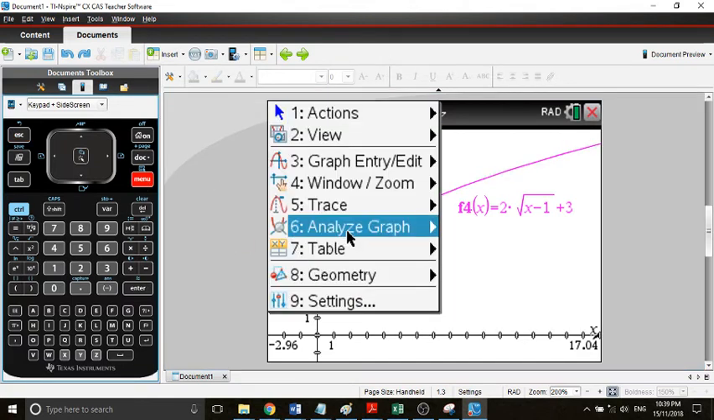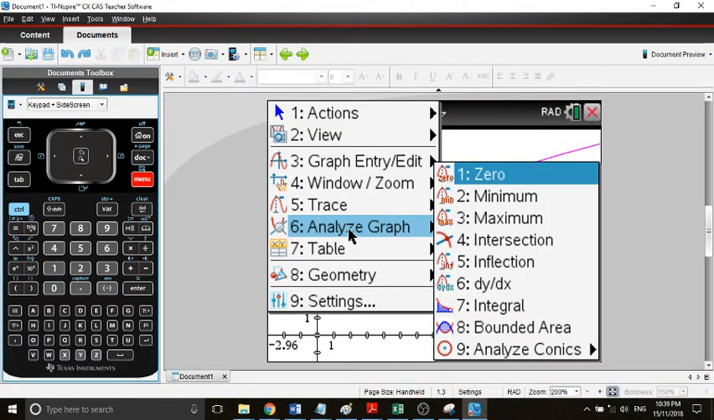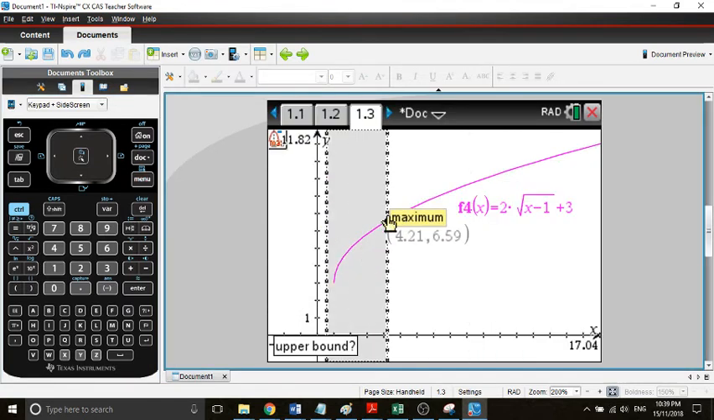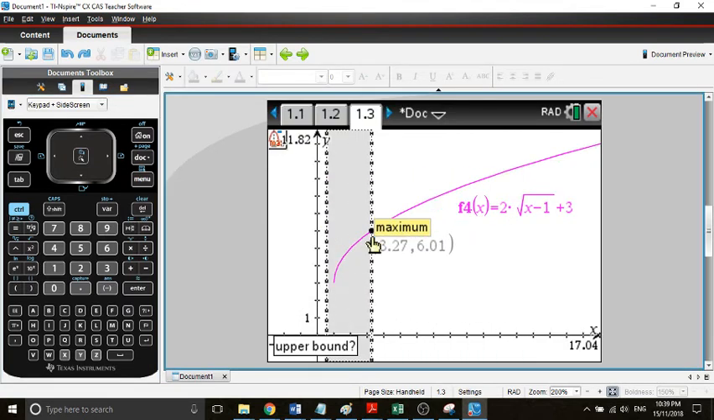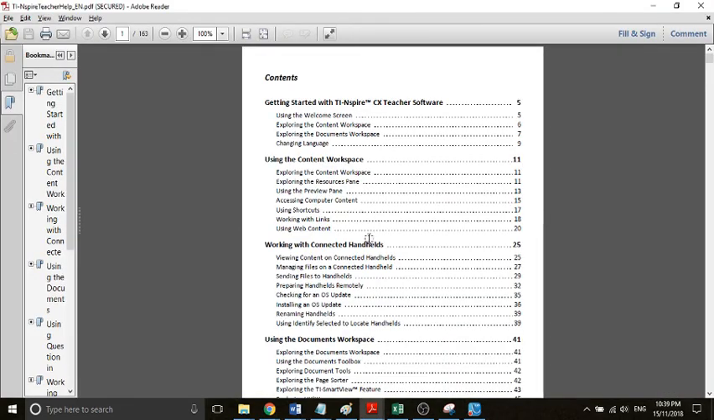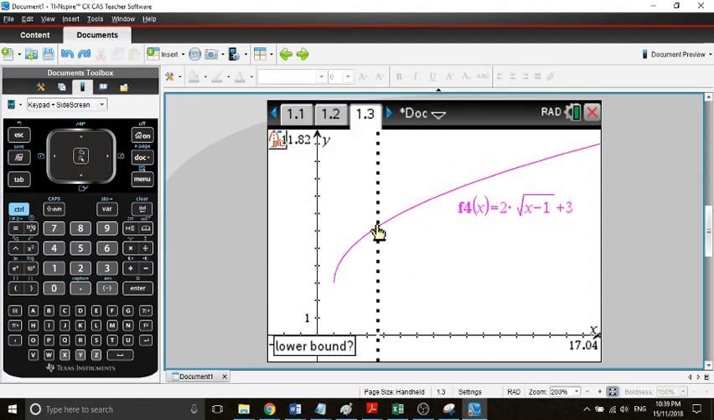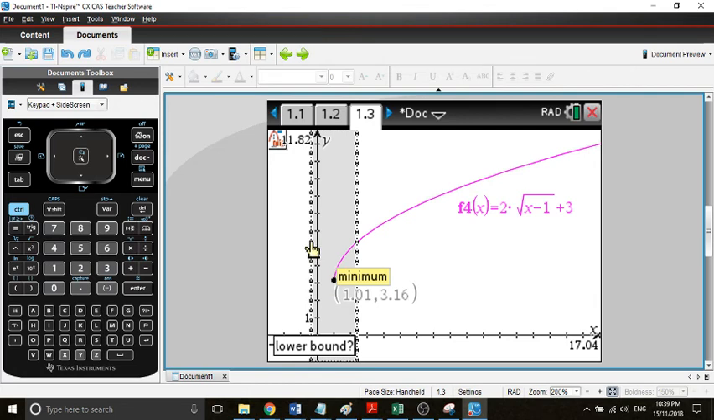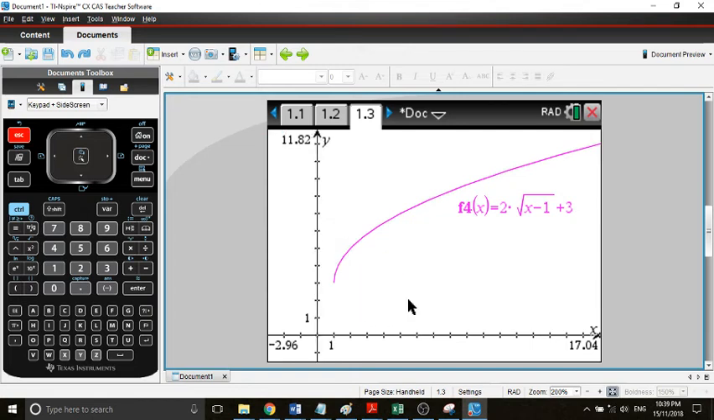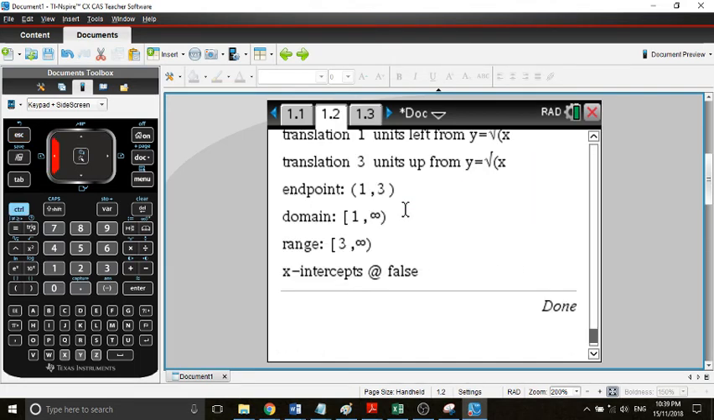Anyhow, we've got an endpoint. Let's see if we can find an endpoint. Let's try maximum. No, still giving me the same grief. Whoops. I hate when that happens. Menu, analyze, minimum. Let's try this. Lower, upper. There we go. It's at 1 and 3. It's as though it's throwing a problem because I haven't defined the domain. Okay, so it's at 1 and 3. You're just going to have to trust me. Because of that, we don't have any x-intercepts. So that's why it's putting out that it is false.